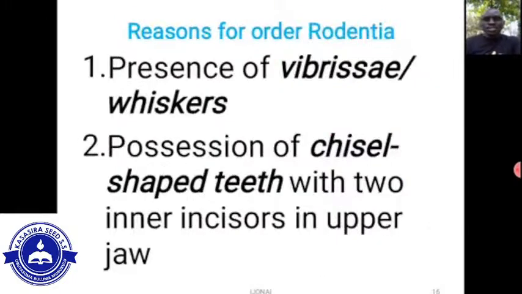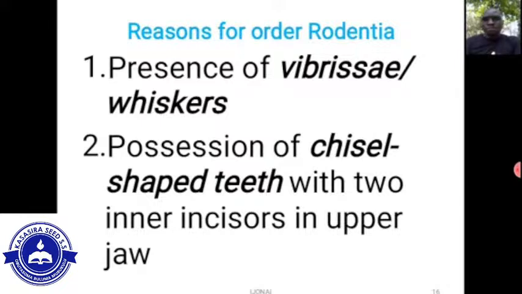So let's look at the order. Which order did we say these organisms belong to? Order Rodentia. Therefore, they are rodents. So what characteristic do they share as rodents? One of them is the presence of the vibrissae or the whiskers, these things on the side. Those long hair-like structures are either called vibrissae or whiskers.